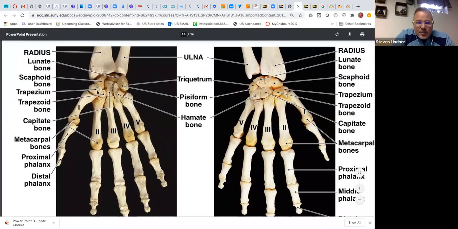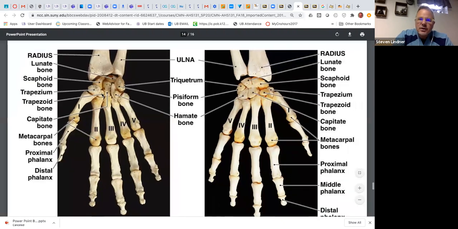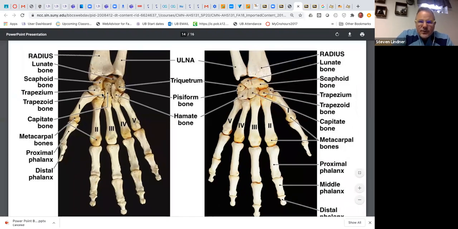The carpal bones are divided into two rows, a proximal row and a distal row. Proximal and distal. There are 4 bones in each row, and you need to know what the 4 bones are in each row, so you should learn them from lateral to medial. You would start from the thumb side.